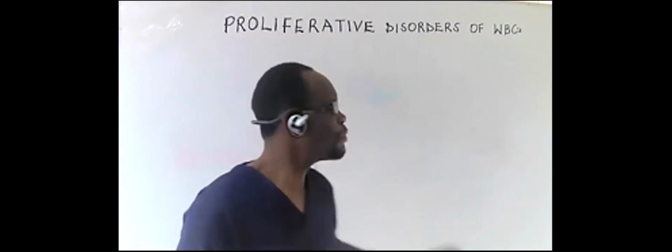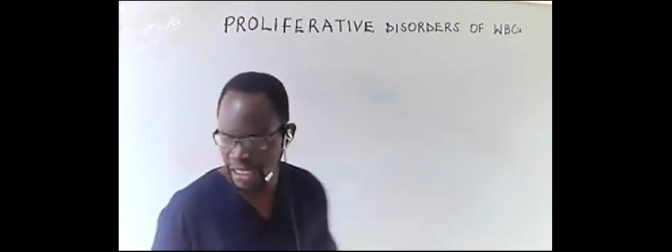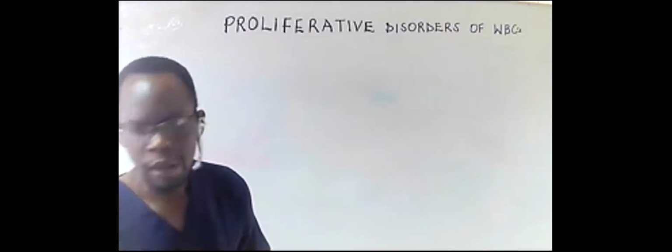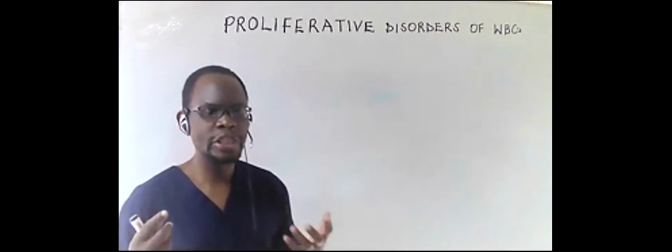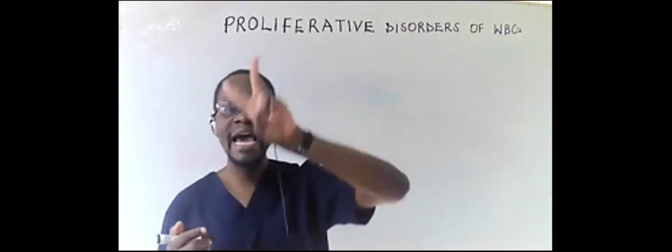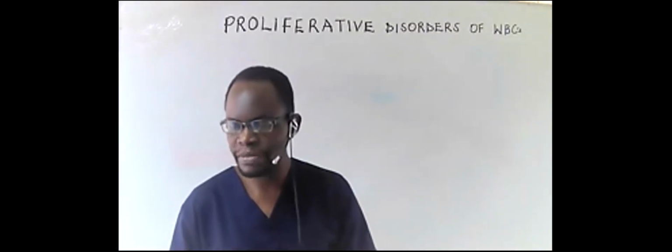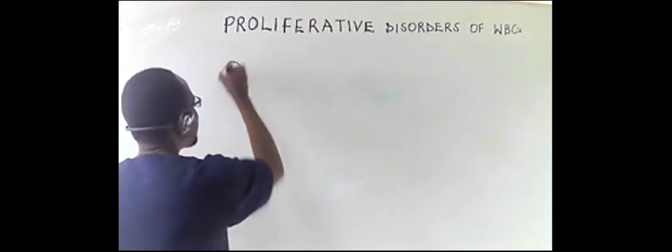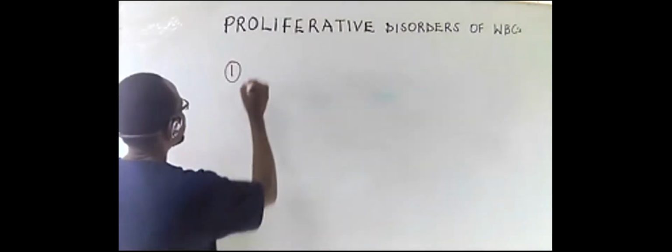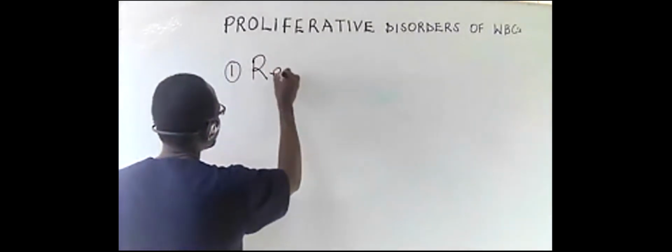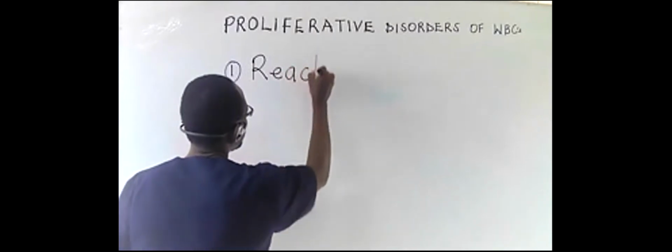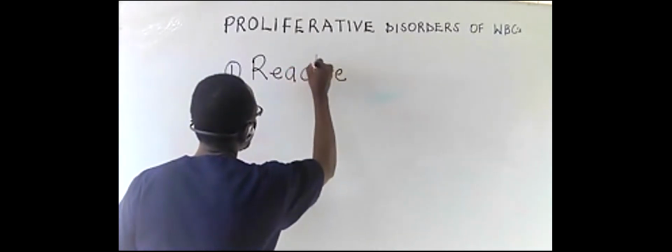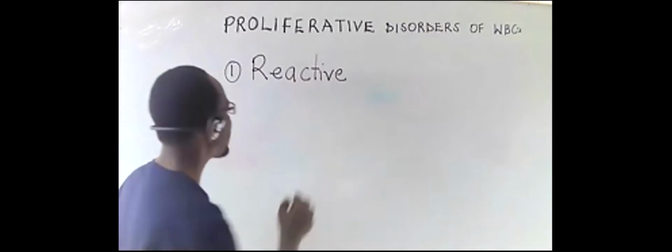So when we talk about proliferative disorders of white blood cells, it is important to note that they are of two types. We have what we call the reactive proliferation.